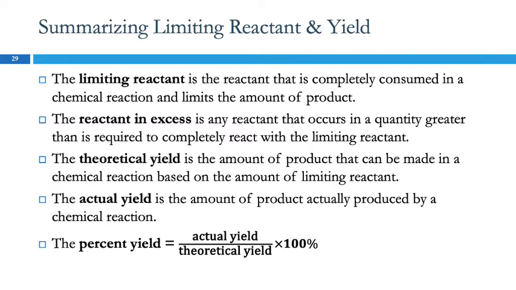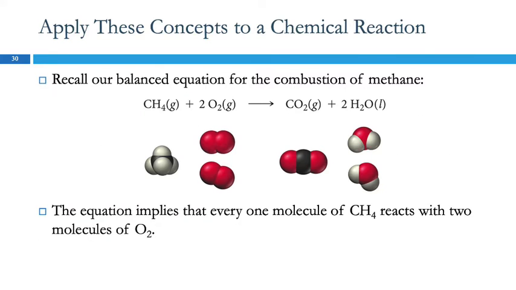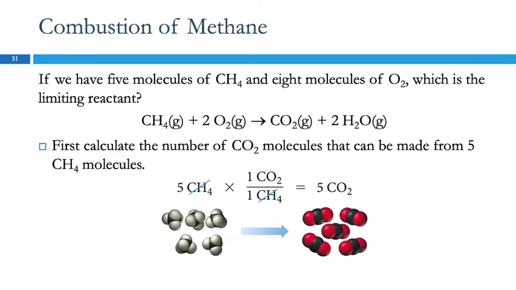So this is just a summary slide that sort of defines all these terms. I'm not going to read it to you. So let's go back to the combustion of methane. So this was our chemical equation, and we had our little models here illustrating what was happening. So the equation is indicating that 1 molecule of CH4 is going to react with 2 molecules of oxygen. Well, what if we have 5 molecules of methane and 8 molecules of oxygen?